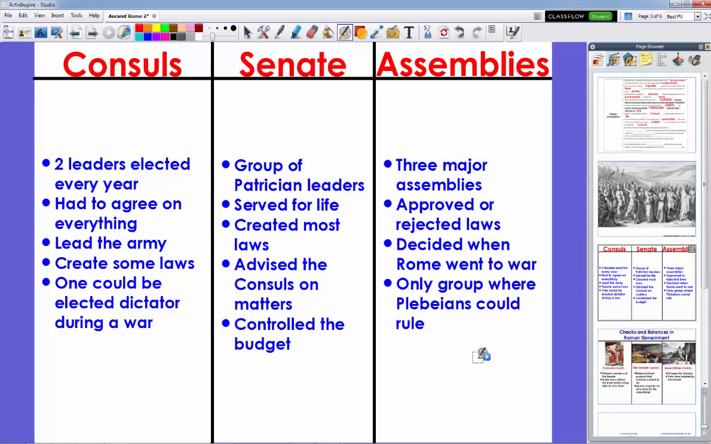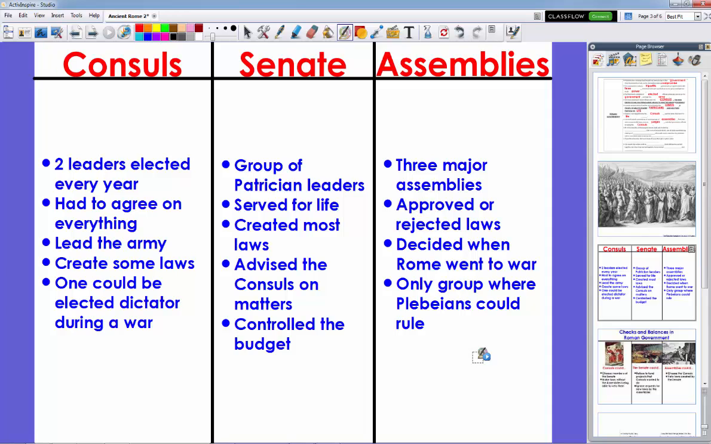They approved or rejected laws. In fact, the Senate could make a law, and the assemblies could say, no, we don't want that. And importantly enough, they could decide when Rome went to war. So the consuls might want to fight to gain more land, but they could only send out the army with the approval of the assemblies, because one of the assemblies was actually a representation of the army.